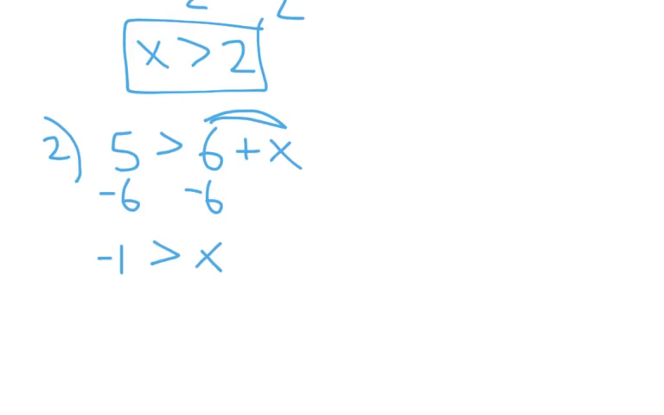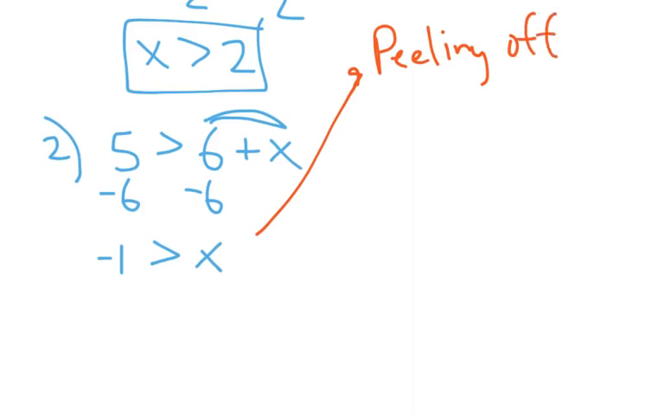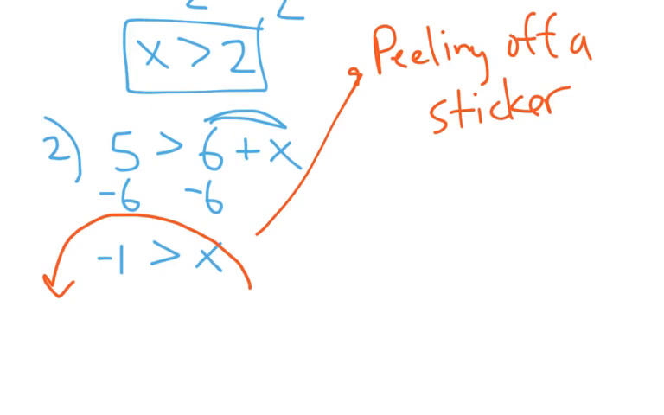It's just negative 1 is greater than x. Now, you have to be really, really careful if you want to rewrite this so that you have the x on the left-hand side. The little catchphrase I have for this is think about peeling off a sticker. If you were to peel off a sticker, it rotates around like this. So you'll get the x, and then the inequality is going to flip over as well to become less than negative 1. Hold your hand in front of you, on top of the screen, and then flip your hand. That's what's happening with the inequality. It's going to flip just like that.